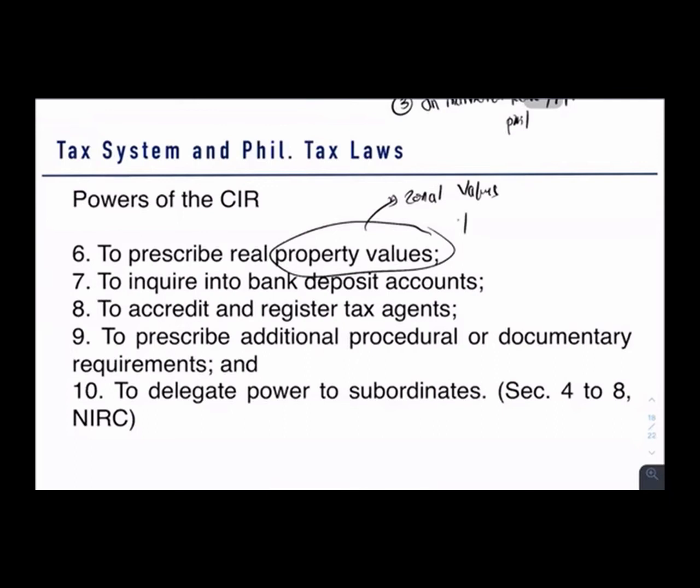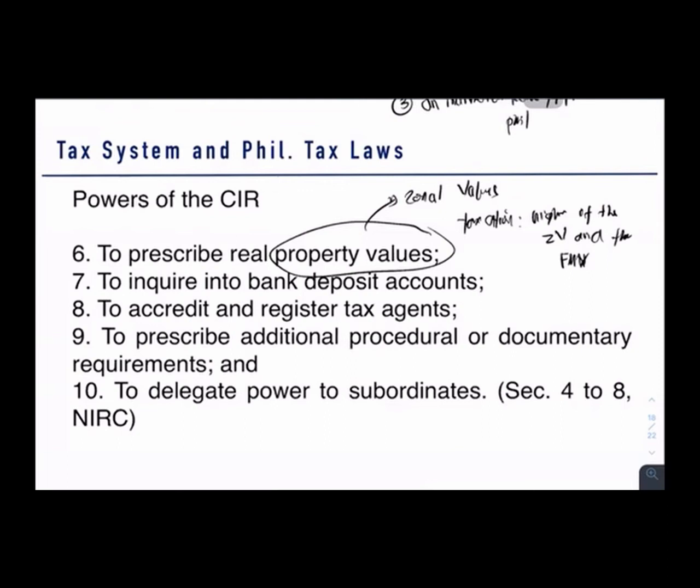Why? Because under our taxation, especially in the taxation of real property, we measure it at the higher of the zonal value and the fair market value. Next, to inquire into bank deposit accounts.